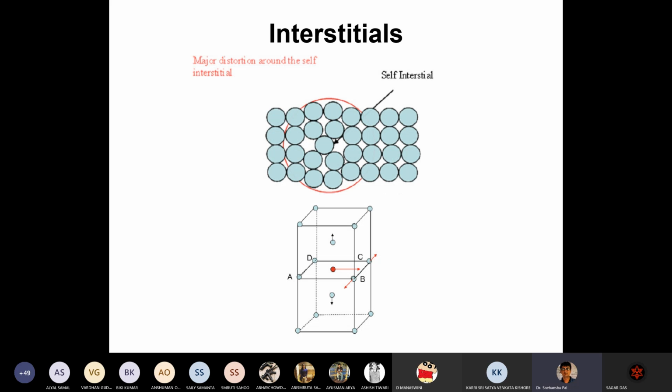Since in a typical metallic lattice, the size of a void at interstitial position is too small to accommodate a host atom displaced from a regular lattice point, the corresponding formation energy will be very high. From the picture we already understand there is a major distortion due to self-interstitial behavior. So why is it so?